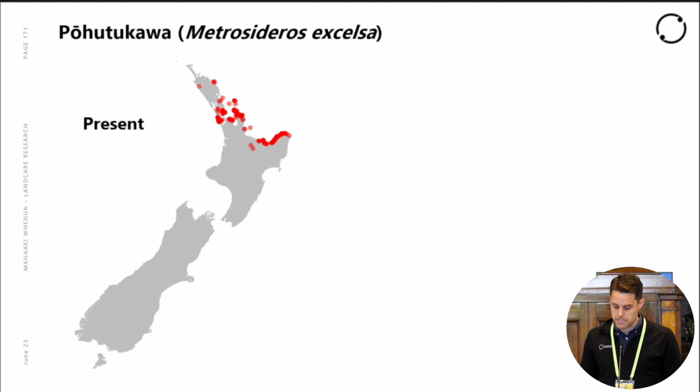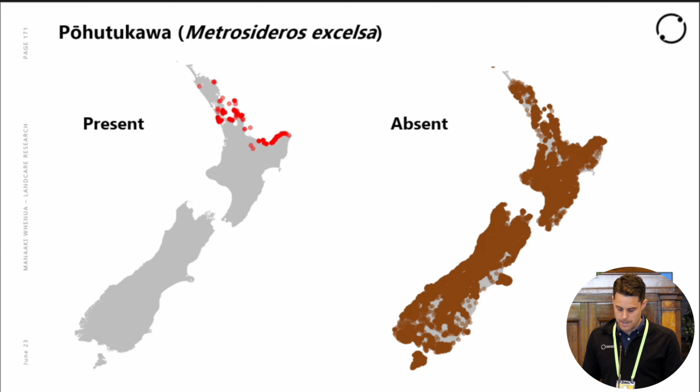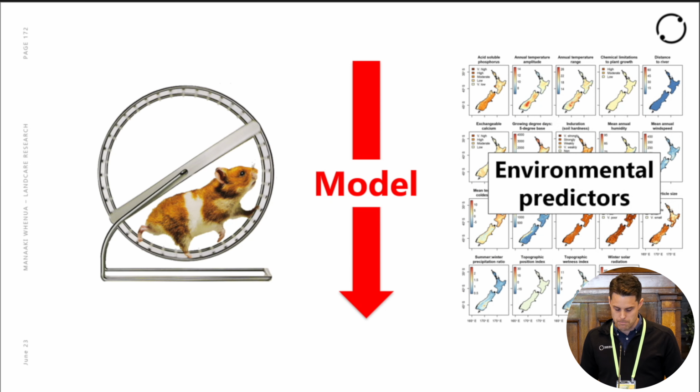So using vegetation plot data, we know that Pohutukawa is found in these locations. So as I mentioned before, warmer, northern, sort of coastal areas. And it's absent from these locations. And it's these presence and also crucially absence locations that we use to build models which produce relationships with a bunch of environmental variables as predictors. And these models can then be used to predict a species spatial distribution to fill the gaps between the point records for where we know a species occurs or doesn't occur.